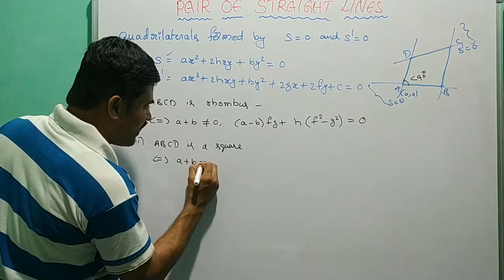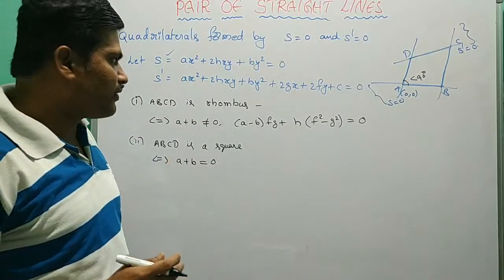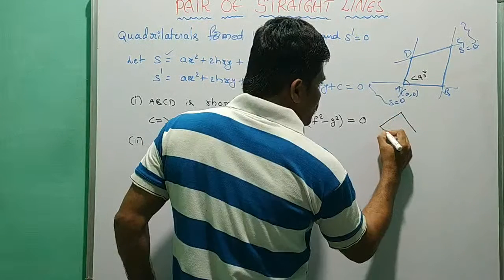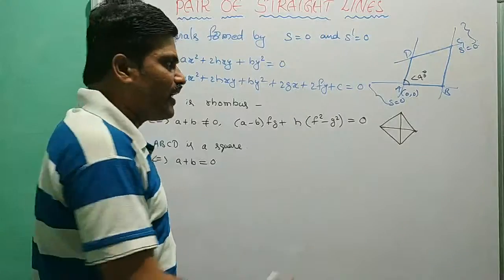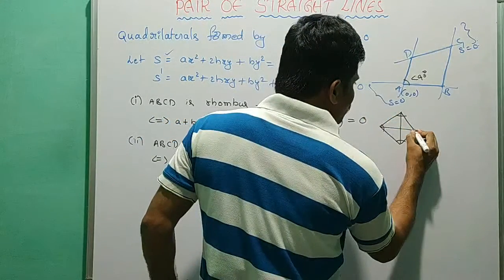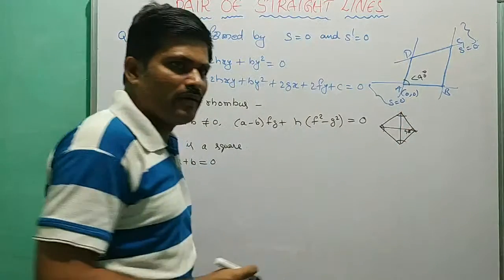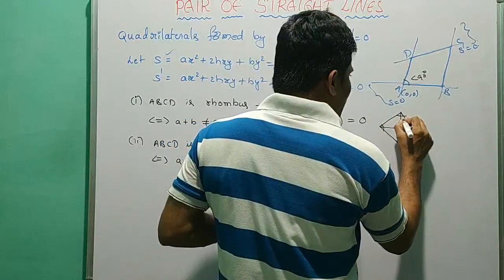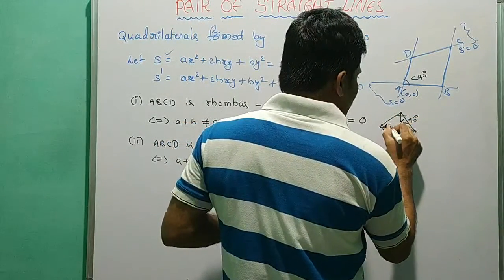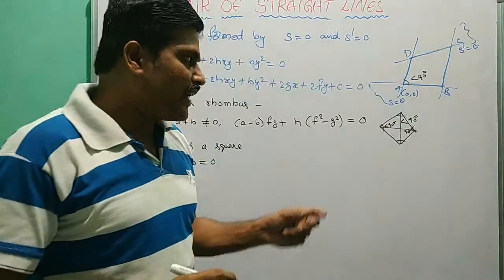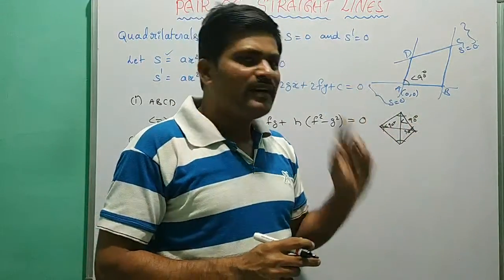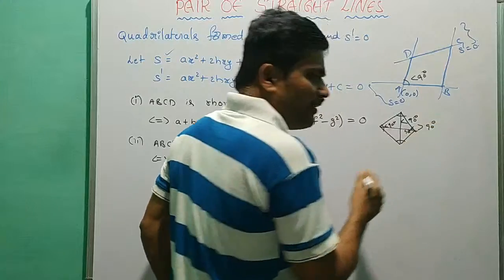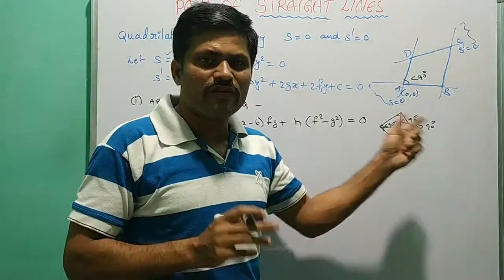Here a plus b equal to 0, because of that we have to check any adjacent sides not equal to, that means any pair not perpendicular to each other. So these are all less than 90 degrees. In the rhombus, the angle between any two adjacent sides is less than 90 degrees or greater than 90 degrees, not equal to 90 degrees.